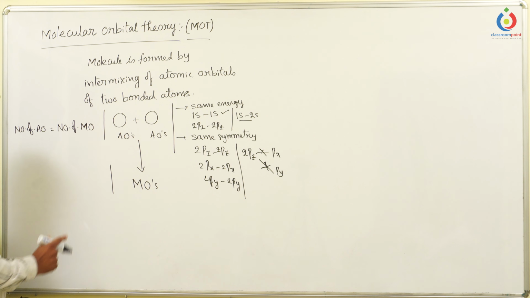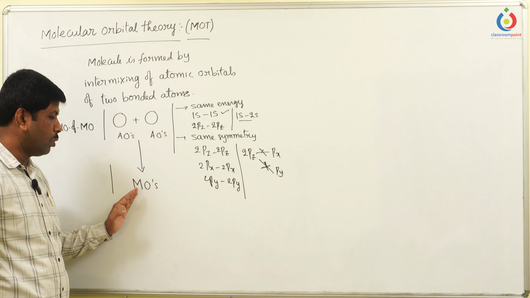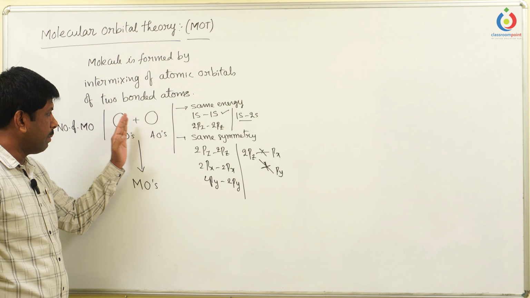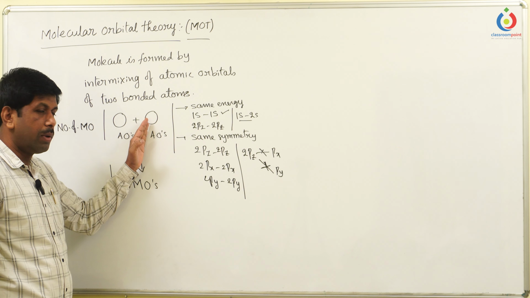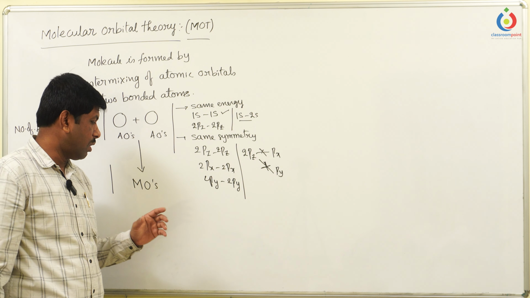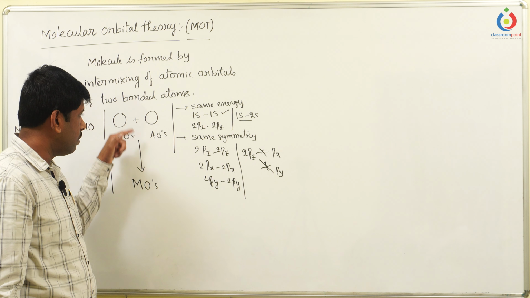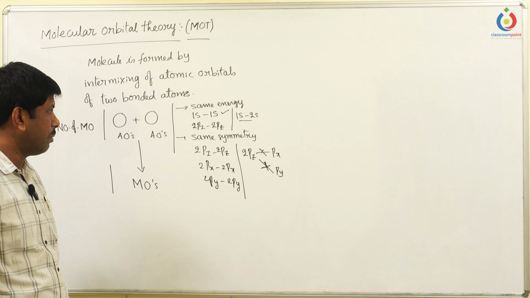produced. That means if 2 atomic orbitals are intermixed, then we get 2 molecular orbitals. If 3 atomic orbitals are intermixed, we get 3 molecular orbitals. If 6 atomic orbitals are intermixed, we get 6 molecular orbitals. That means the number of molecular orbitals produced is equal to the number of atomic orbitals that get intermixed during the formation of the molecule.